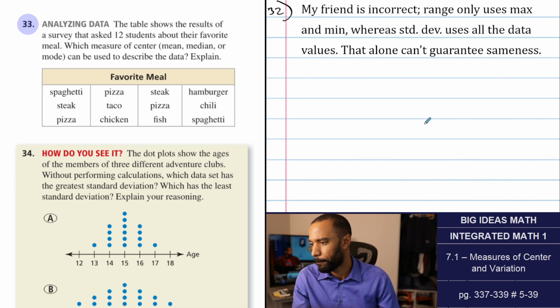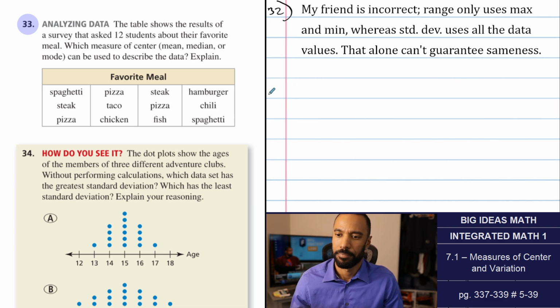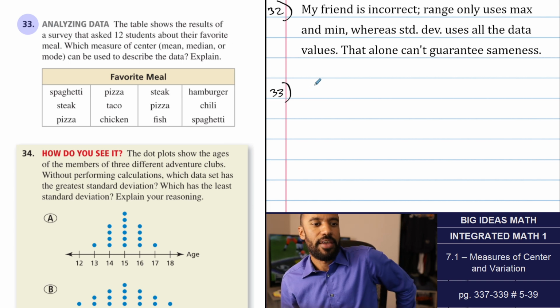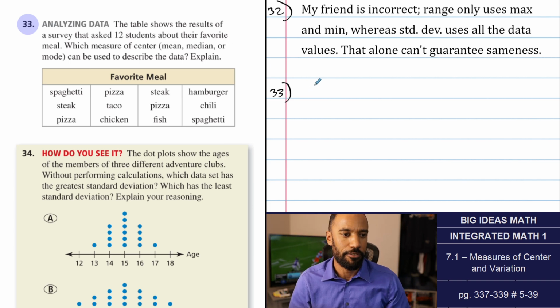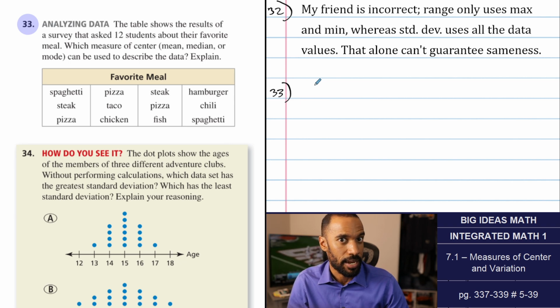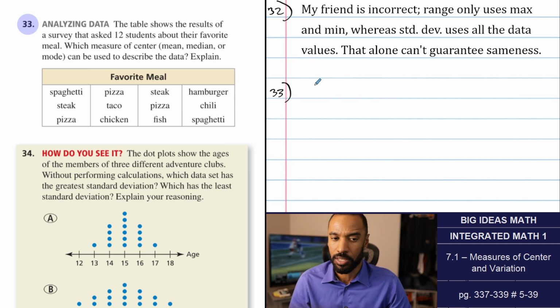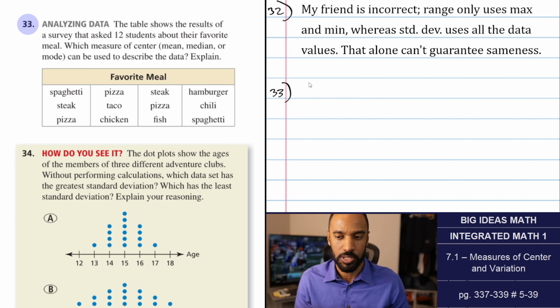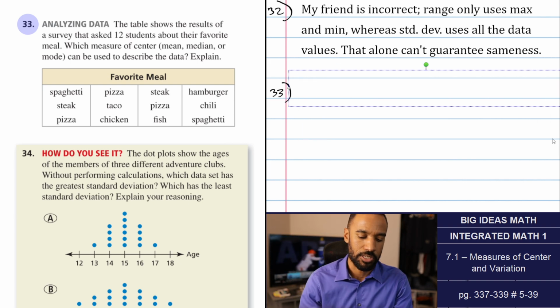Number 33. The table shows the results of a survey that asked 12 students about their favorite meal. Which measure of center can be used to describe the data? Explain. You cannot calculate a mean, an average, or a median of these things. The only one you can calculate here is mode, because you can determine the frequency of occurrence.